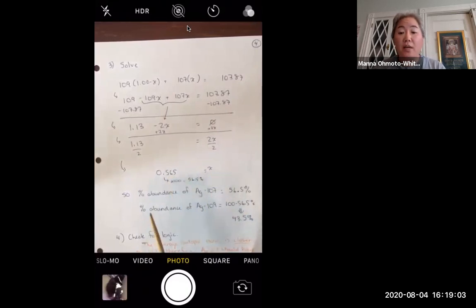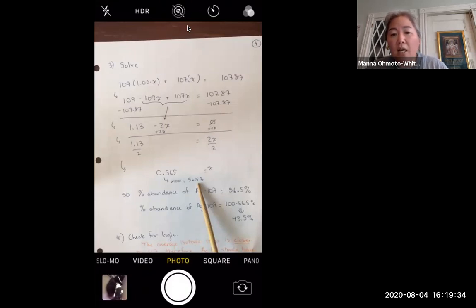That's a decimal, and I have to convert that to a percent, so I multiply it by 100. My percent abundance for silver 107 is 56.5%, and then my percent abundance for silver 109 would be 100 minus 56.5, or 43.5%. Then you check for logic. I have a higher percent abundance for silver 107, so my average isotopic mass should be closer to 107, and it is.